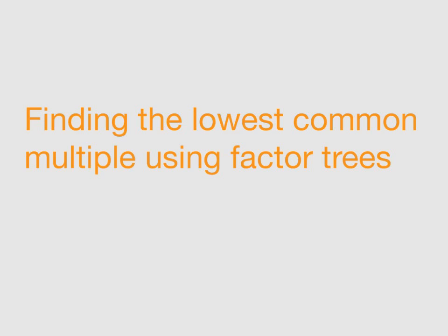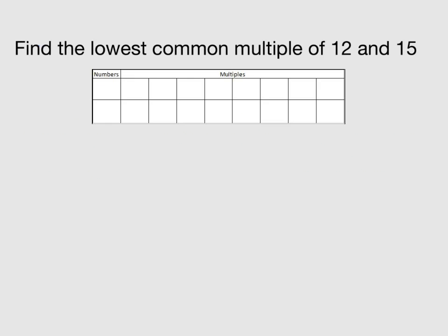Today we're going to look at how to find the lowest common multiple using factor trees. So we've already looked at how to find the lowest common multiple by listing multiples. So let's review that real quick. If we're looking for the lowest common multiple of 12 and 15, we write those numbers in here.